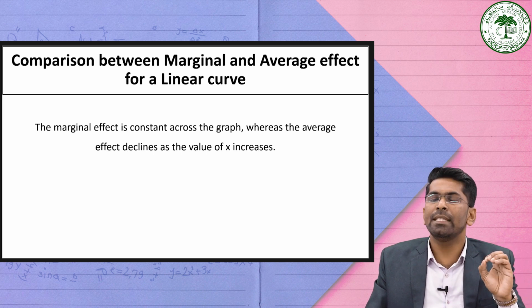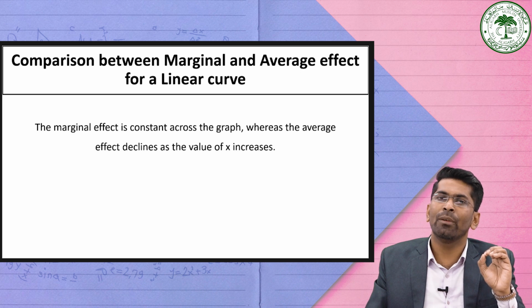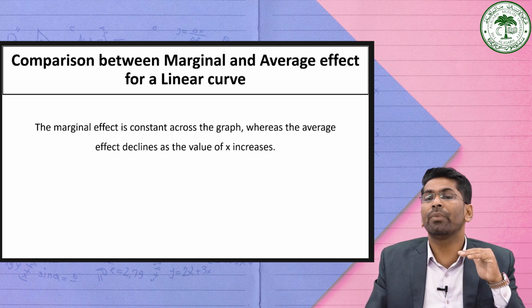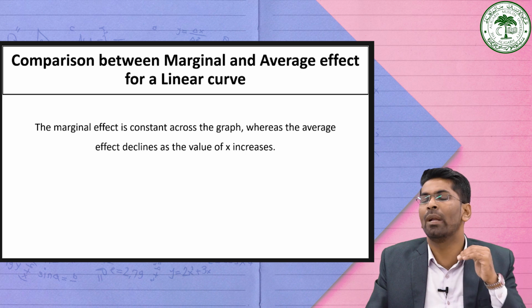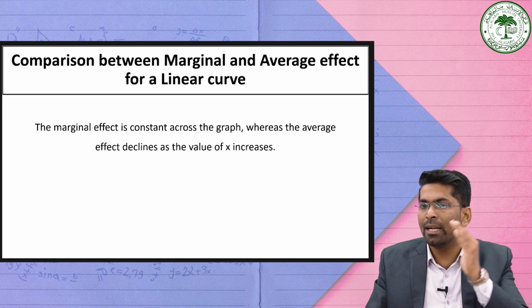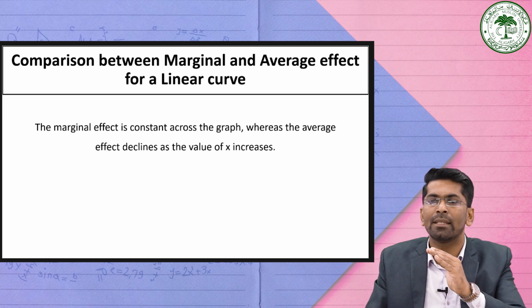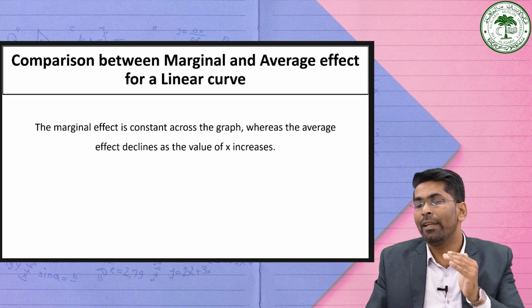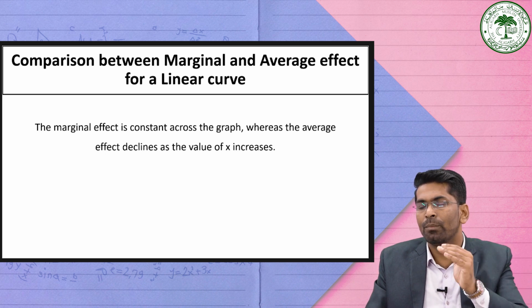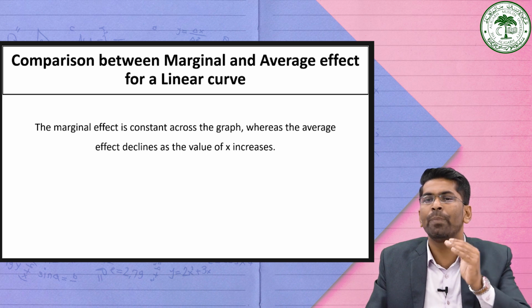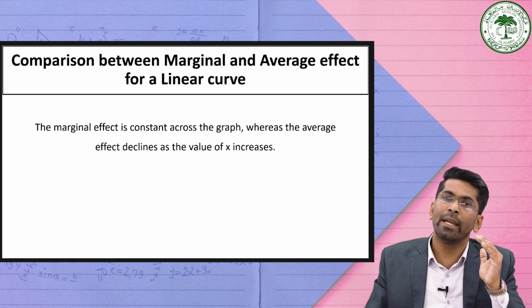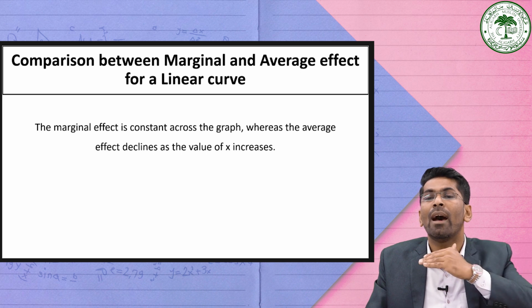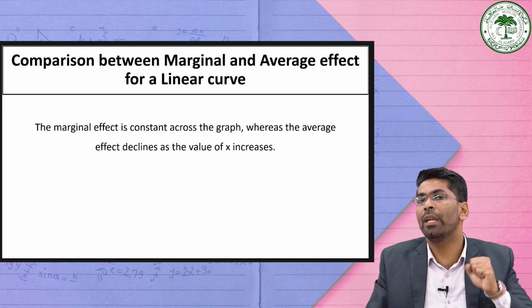However, see the average effect. Average effect, on the other hand, refers to the overall impact of the independent variable on the dependent variable over the range or over the interval. So in a linear relationship, as the value of the independent variable, that is income, increases, the average effect tends to decline. Earlier it was 1, then it was 0.9, then it may be 0.8, 0.7, like that. It is continuously declining. This is because the increase in the dependent variable, that is consumption, is spread over a larger range of values of the independent variable, that is income.